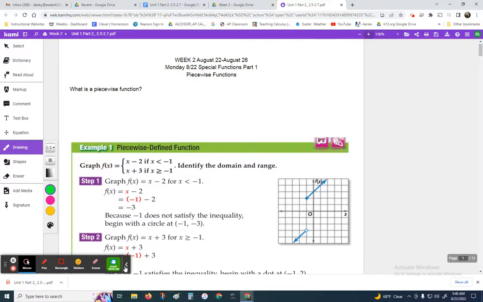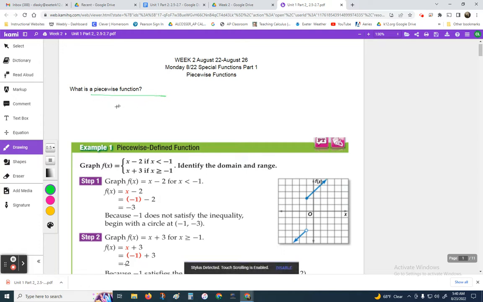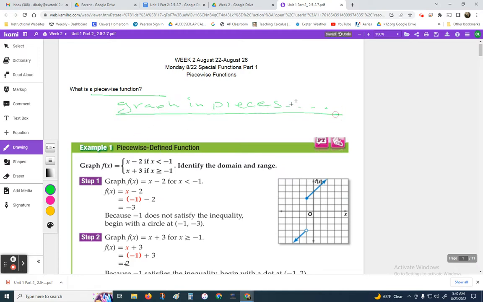All right, guys. So we went over this bad boy yesterday in class. What's a piecewise function? It's just, in small terms, a graph in pieces. Now, what makes this one super hard for you guys is you have to know how to graph all the old things that you used to know. And there's no way to tell which ones you guys aren't going to understand.